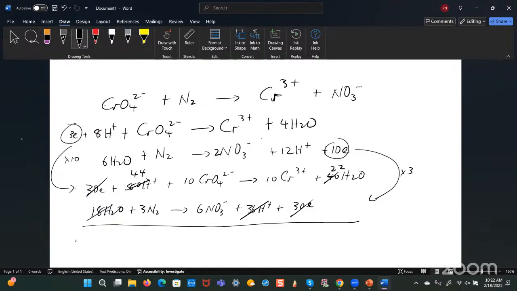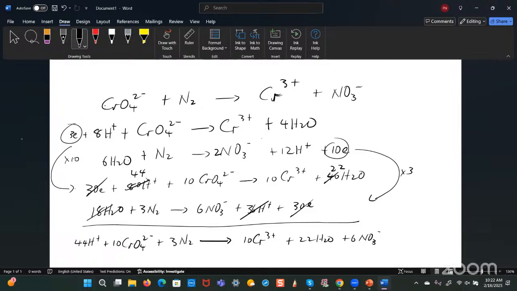What is left is 44 H+, 10 CrO4 2-, plus 3 N2. So that takes care of everything on the left, and then on the right, you have 10 Cr3+, 22 H2O, plus 6 NO3-. And as I said before, always do a final check through to make sure everything is balanced.